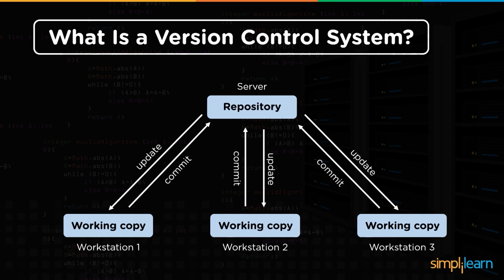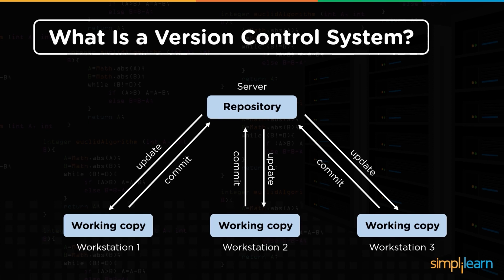And as per this diagram, you can see that there are 3 workstations, which means 3 developers, and all of them are doing either update or commit tasks to a single remote repository. In this case, we are not talking about Git specifically, nor Subversion. It's a generic architecture followed by a complete version control system.